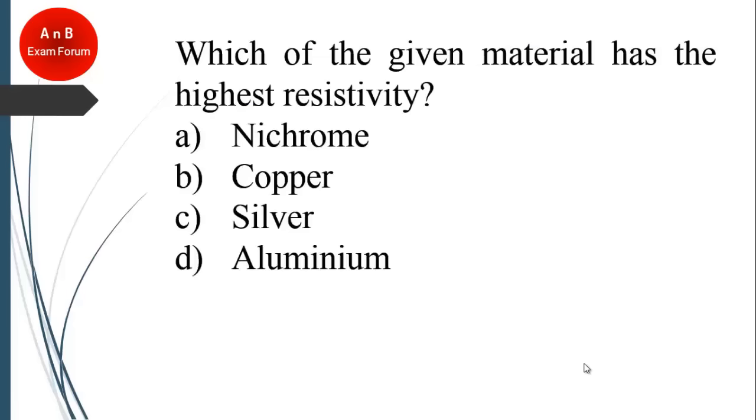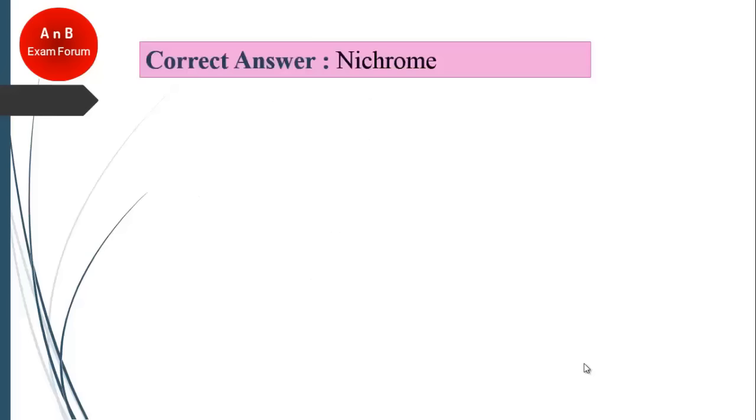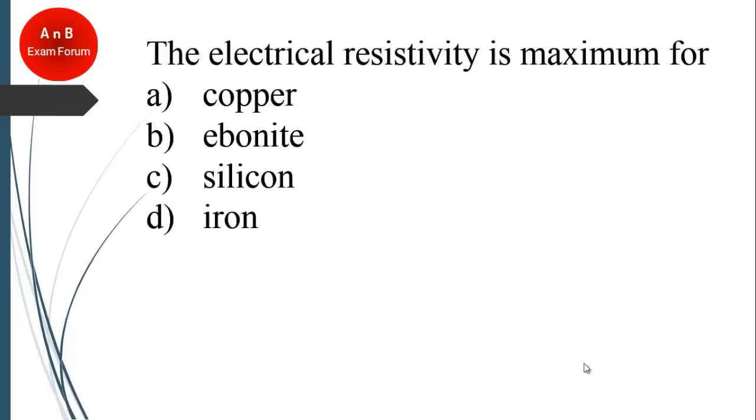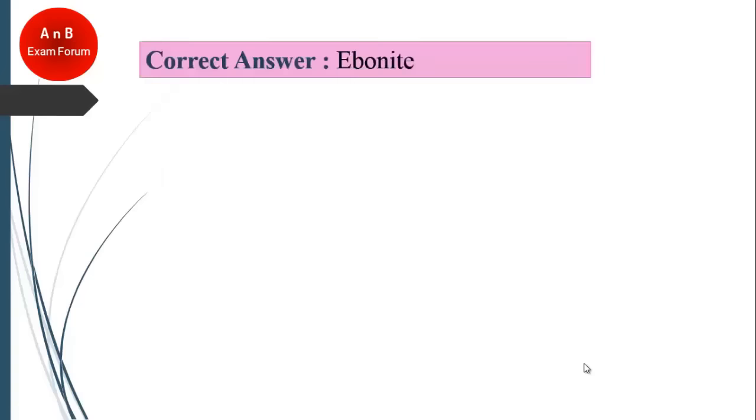Coming to the next, which of the given materials has highest resistivity? Okay, resistivity. Yes, nichrome is the correct answer, which has the highest resistivity. All these questions are basically your static knowledge, right? This is the electrical resistivity. For this question, electrical resistivity, of the given options, ebonite is the correct answer. Okay, electrical resistivity is maximum for ebonite.